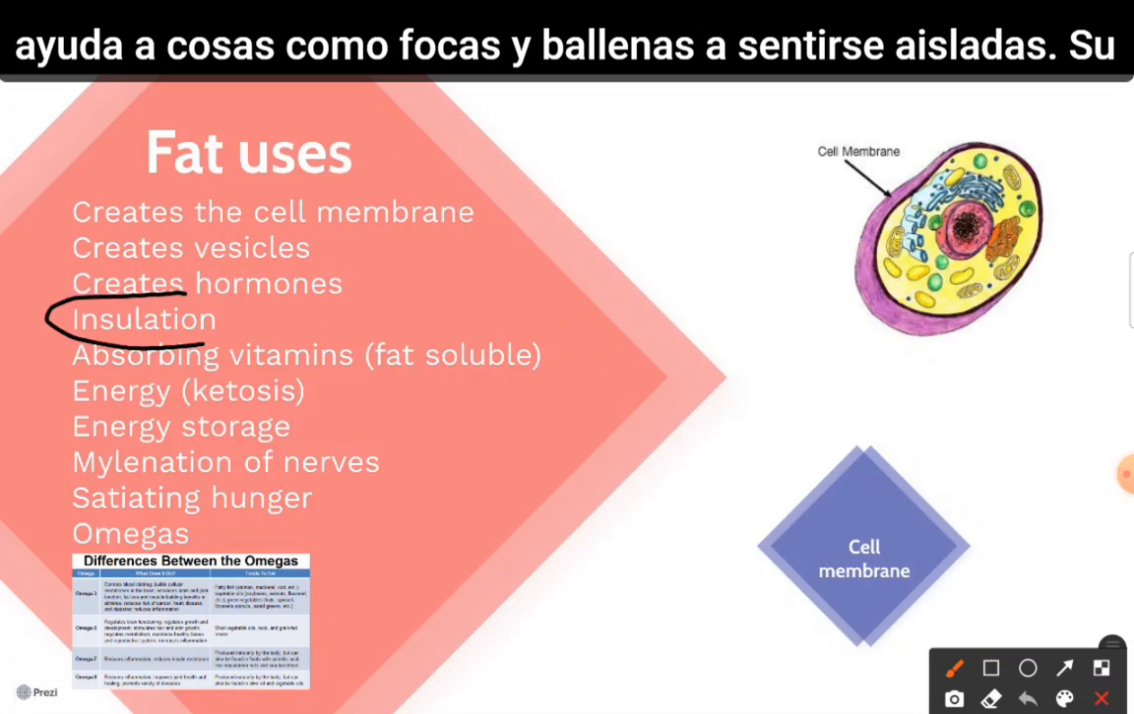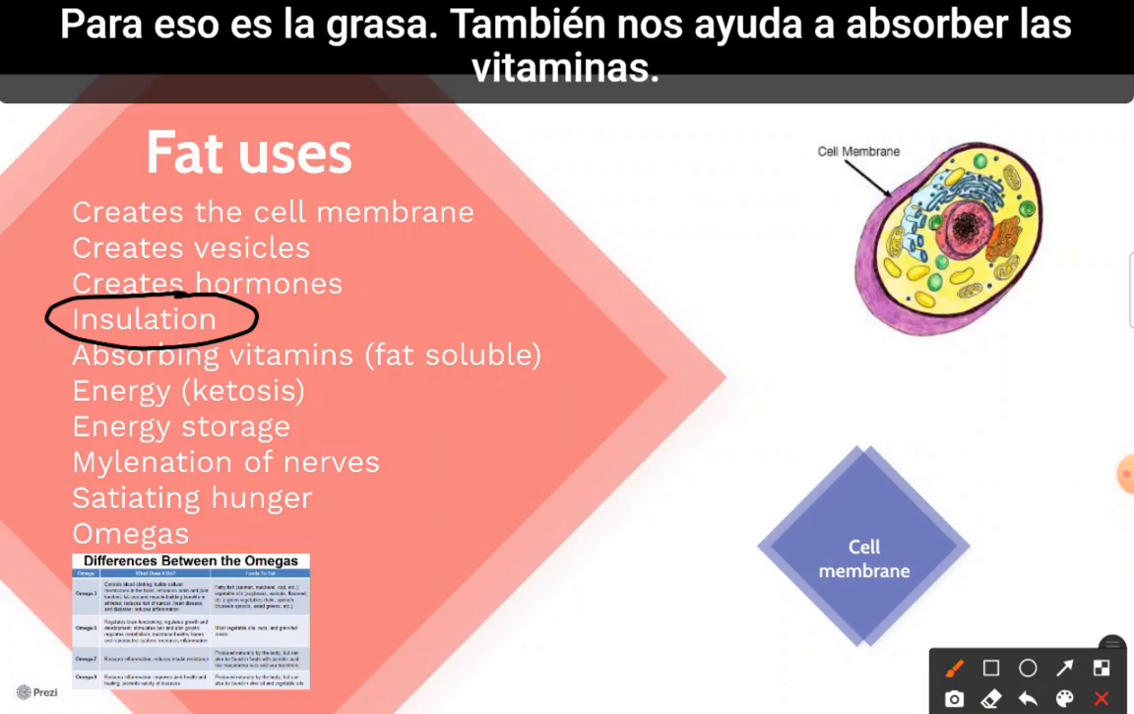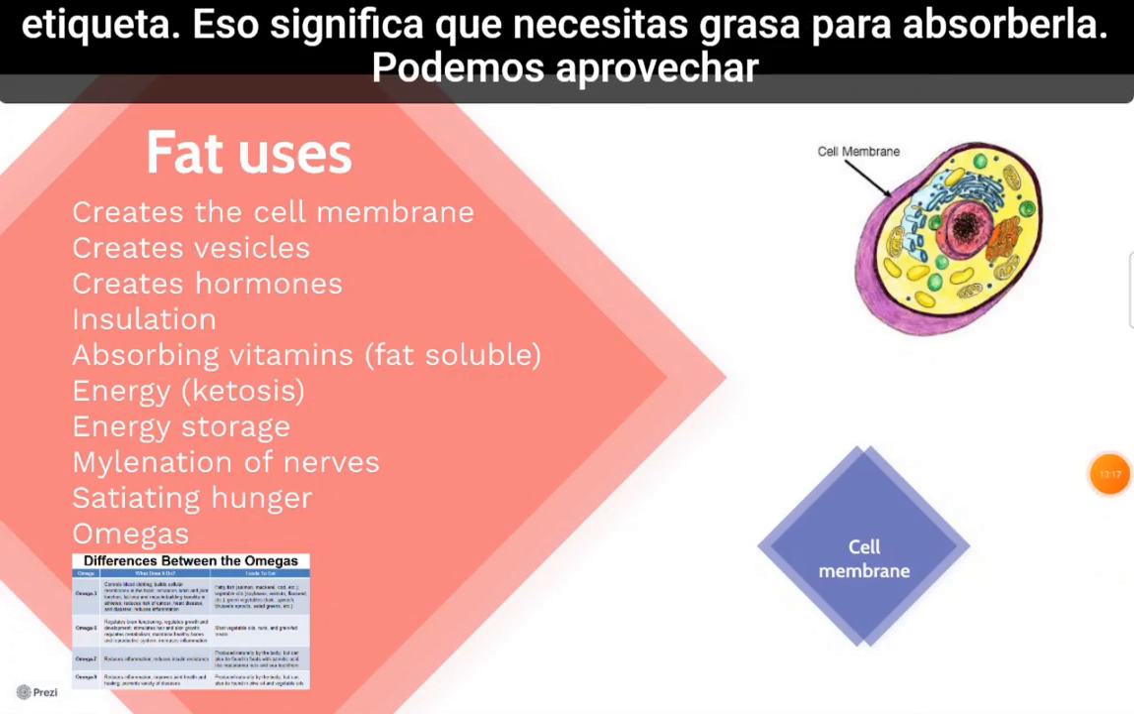It helps things like seals and whales to feel insulated. Their heat does not leave their body. That's what blubber is. It helps us absorb vitamins. You hear the word fat soluble when you look at a vitamin label. That means you need fat to absorb it.